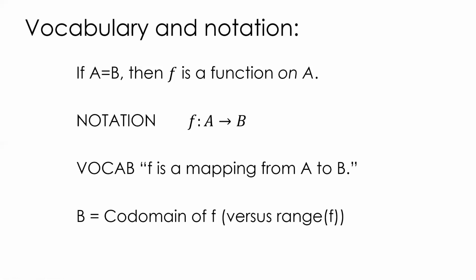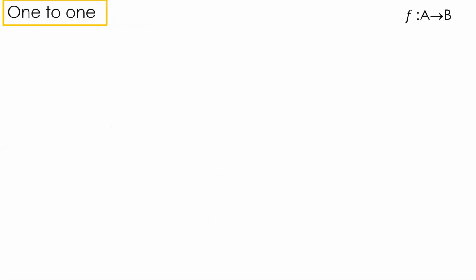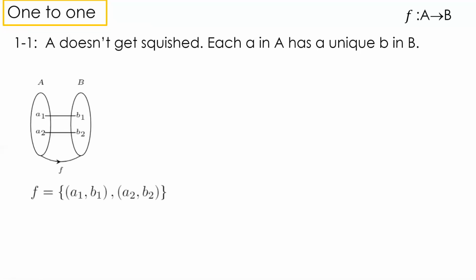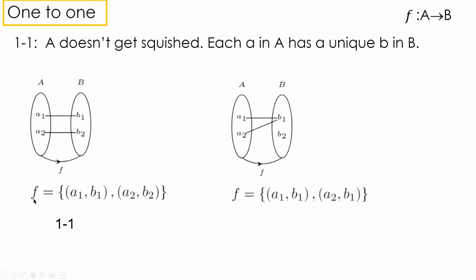First, let's look at one-to-one. In an intuitive way, the way I think about one-to-one is your A doesn't get squished. This is especially true in something like linear algebra, where you have vectors and things actually do get smushed into things. Each little a in big A has a unique little b in big B. Now let's look at a couple of examples. You've got A1 going to B1, A2 going to B2. Each A has a unique B. So this is one-to-one. Here we've got A1 and A2 both going to the same B. So this is not one-to-one.